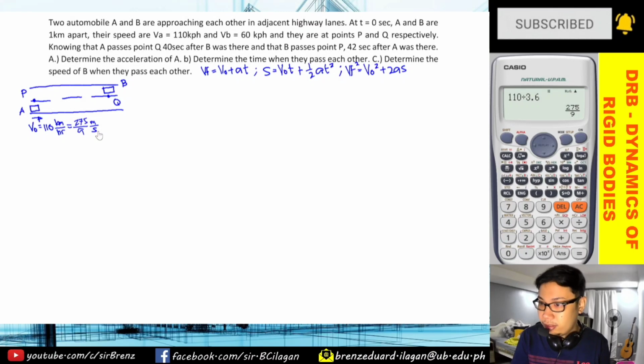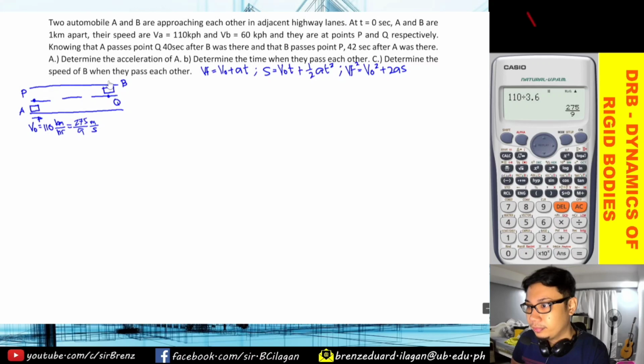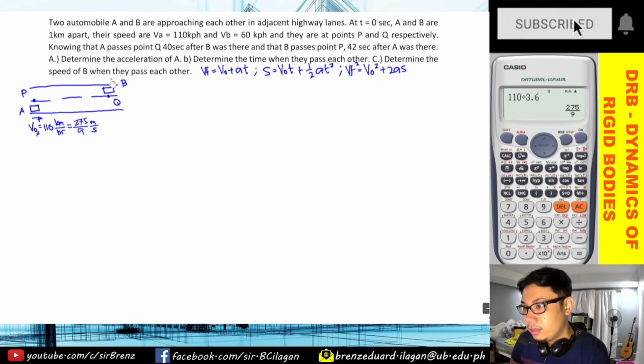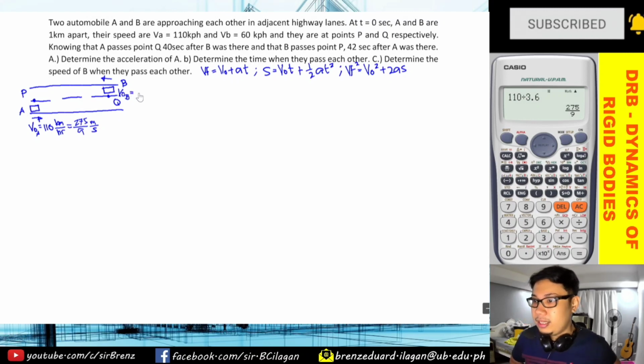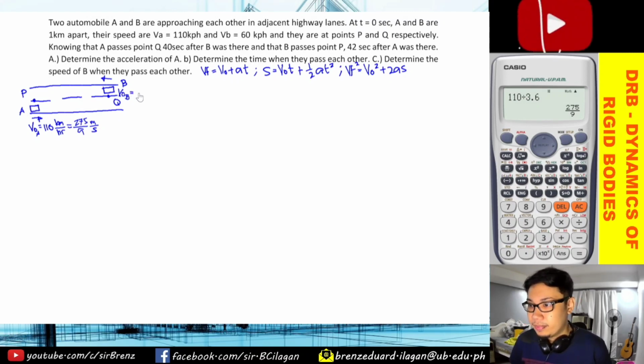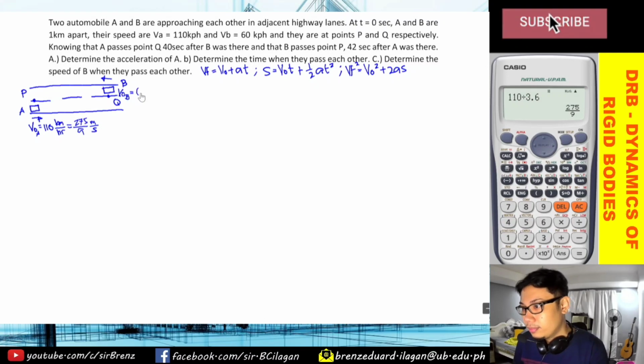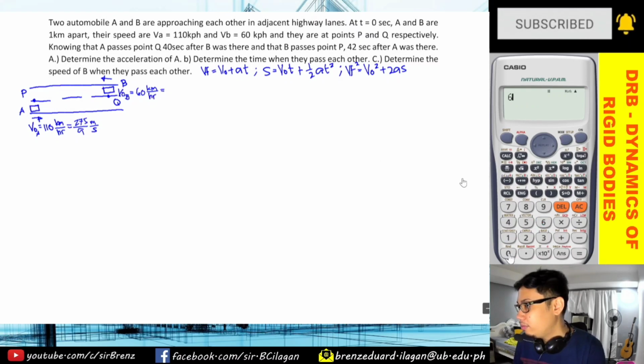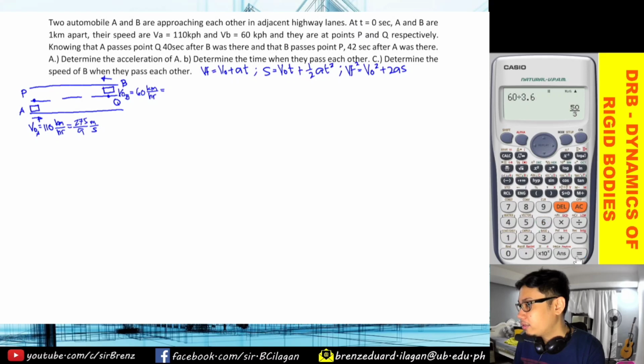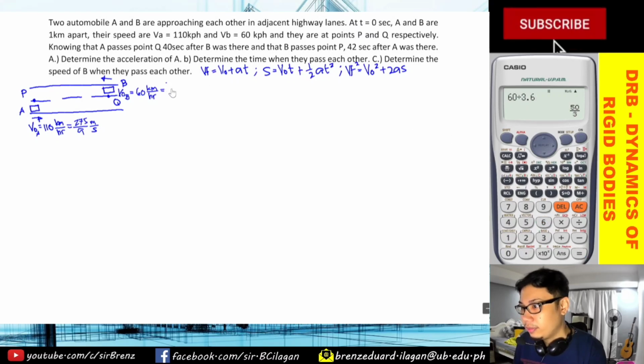Okay. So next for car B. So, lagyan natin to ng A. So, yung car B, ang initial velocity ni car B ay equals 60 kilometers per hour. So, mas mabagal nga siya. So, i-convert mo lang siya directly. So, divide mo lang ng 3.6. So, that will be 60 divided by 3.6. So that is 50 over 3.